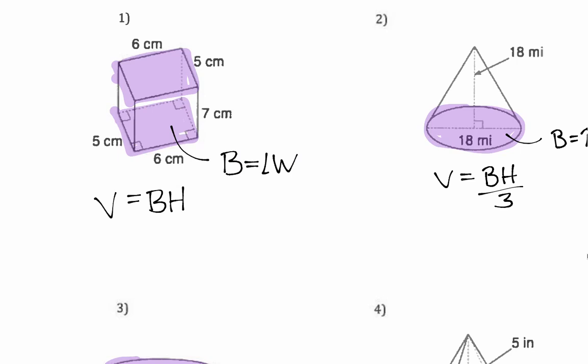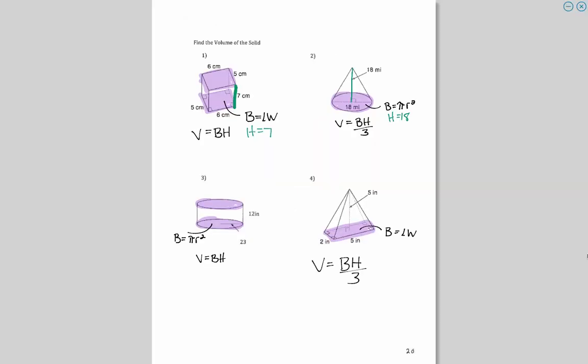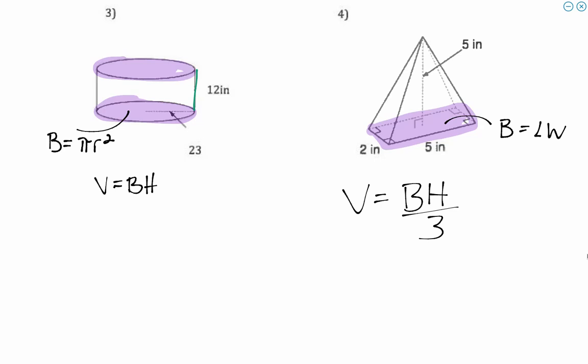Then the next thing I'm looking at is what is the distance or the height of the object? So a prism, we're looking for the distance between. So height is 7. Since we don't have two bases here, we're just looking for the perpendicular height. So height is 18. Here, the height is 12. And then here, the height is 5.